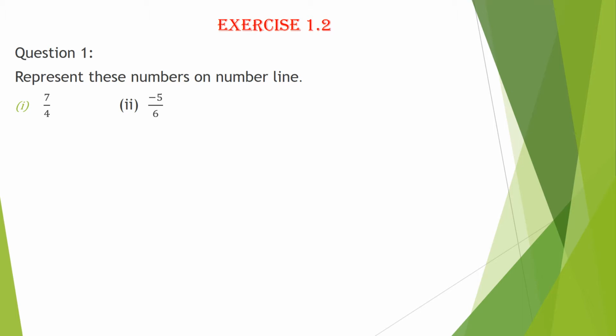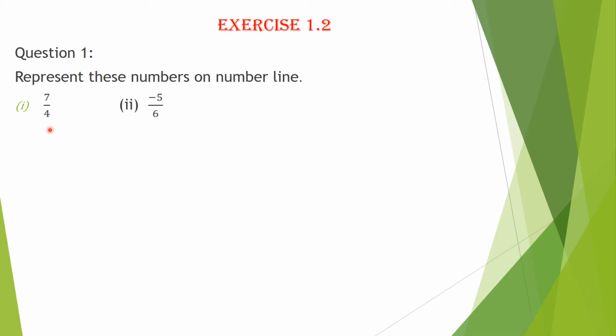This first part is 7 upon 4. It is positive. It means that when we represent it on the number line, it would be on the right hand side of 0. And as this is an improper fraction, because the numerator is greater than the denominator, it would not come between 0 and 1, because 0 to 1 would be the proper fraction. So it would need 1 to 2 or 2 to 3 for representing this.